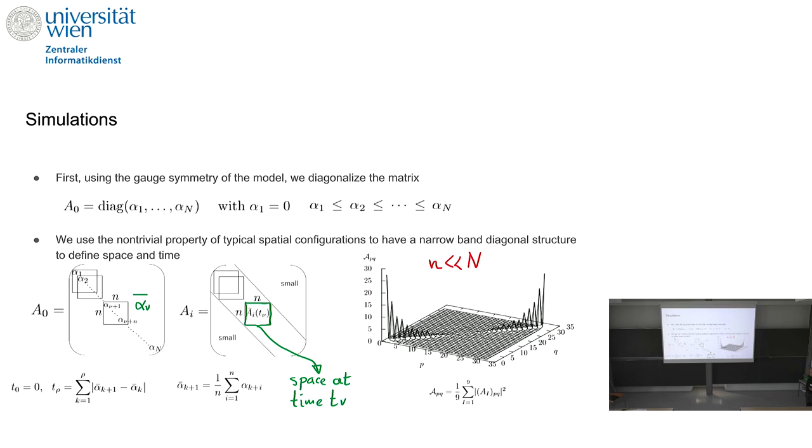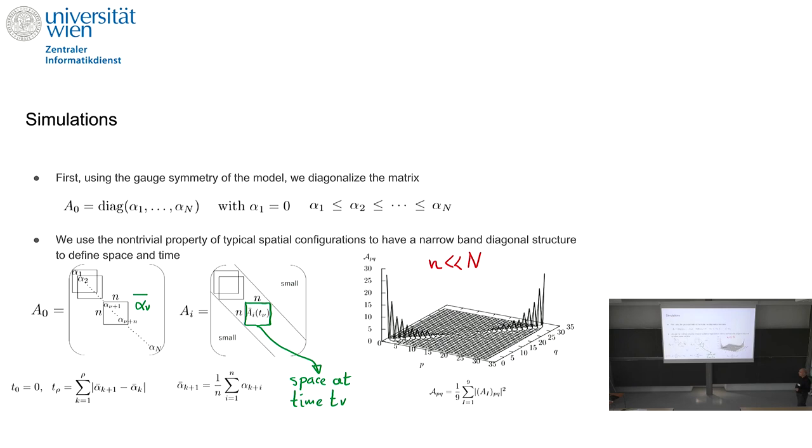So in order to make a space-time interpretation of the model, first we use the symmetry of the model and diagonalize the time matrix. So after the diagonalization, we have the eigenvalues alpha 1 to alpha N here. We have a trace symmetry, and we can always shift those eigenvalues any way we like. And the convention here is to set the first one to 0. And then we choose the notation so that these are ordered in this way. So after that, we have no freedom to rotate the spatial matrices.